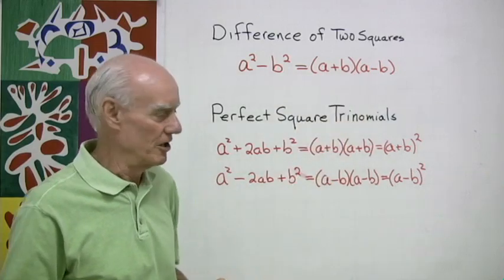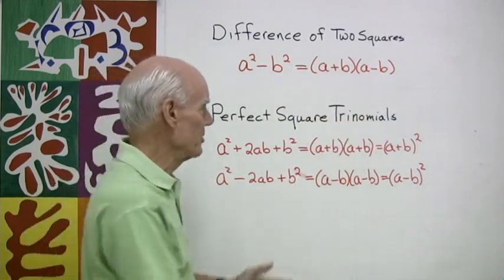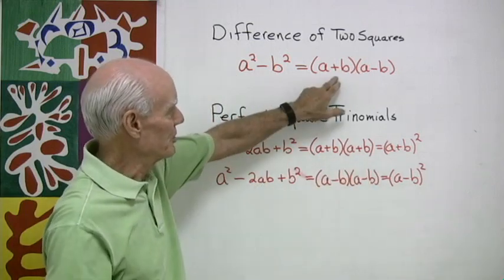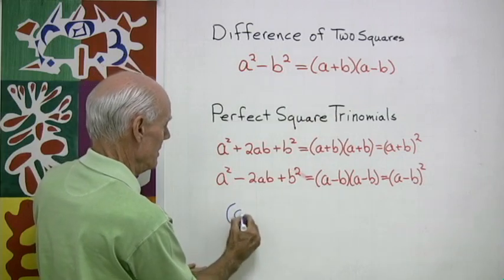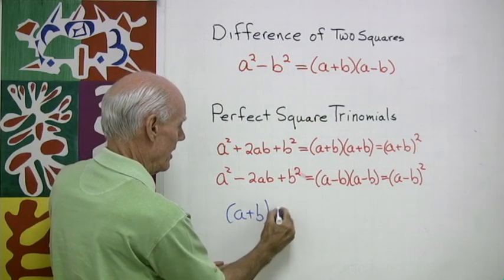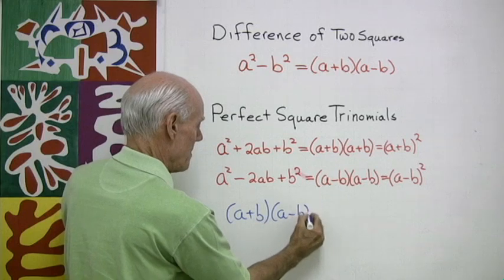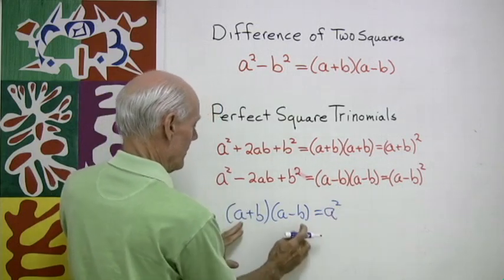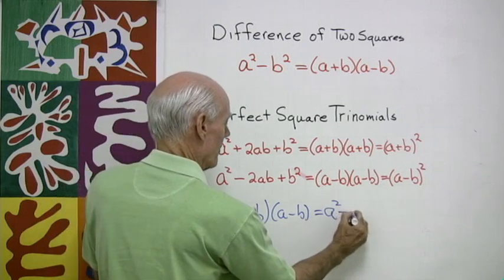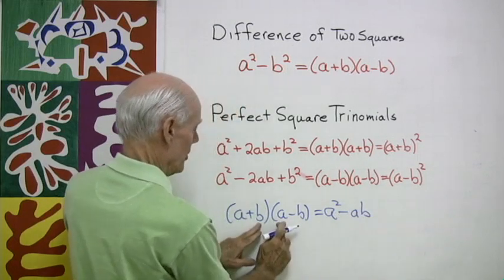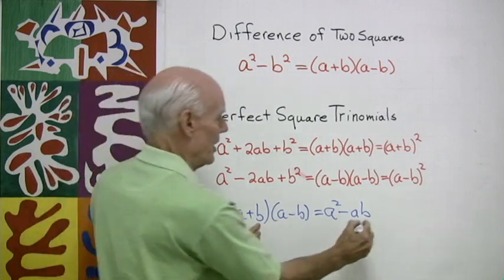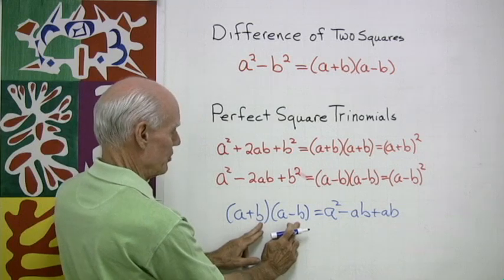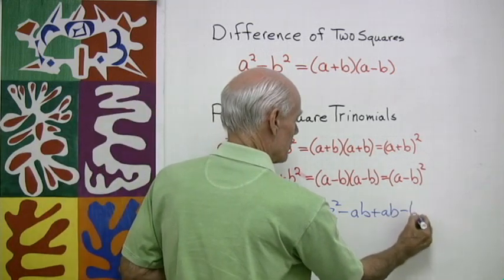You can prove each one of them by simply multiplying these things back out to see that you get this. So for instance, if I multiply (a plus b) times (a minus b), then I know that I'm going to multiply the first two and get a squared. I'm going to multiply the two outside ones and get minus ab. I'm going to multiply the two inside ones and get plus ab. And then I'm going to multiply the last two and I'm going to get minus b squared.